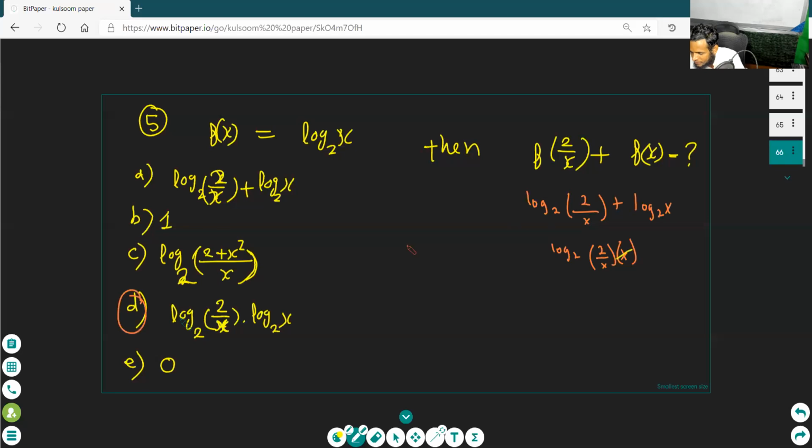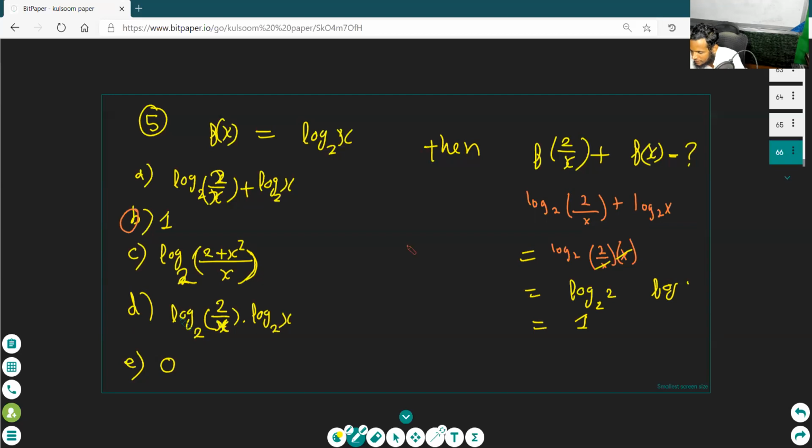Then okay, good. We will cancel it, and when bases are equal, then we can write it equal to 1. Okay, because log 2. Okay, no, you are on the wrong option. Okay, see, I didn't simplify it further.